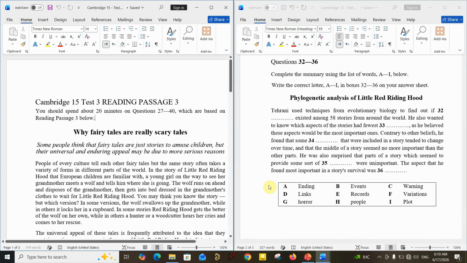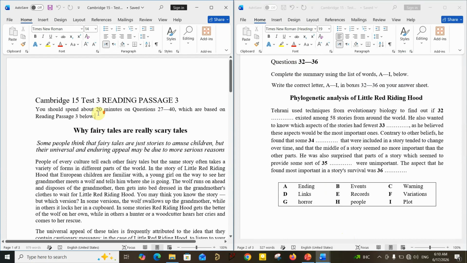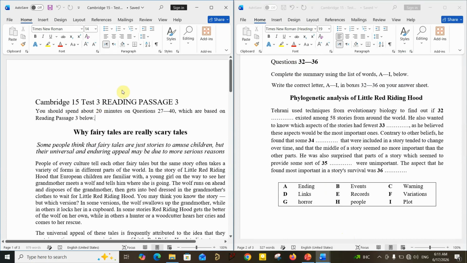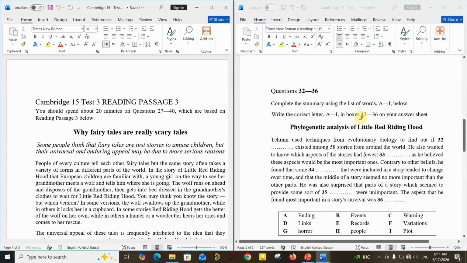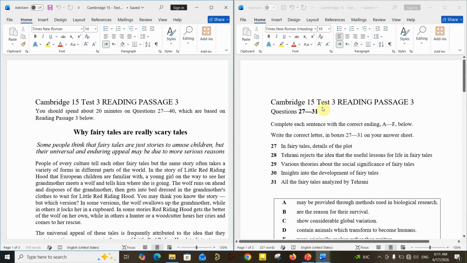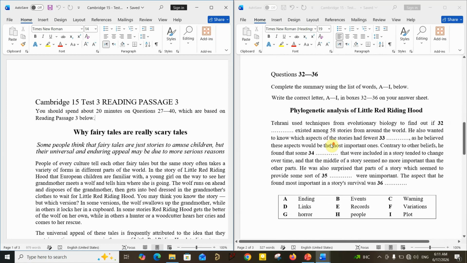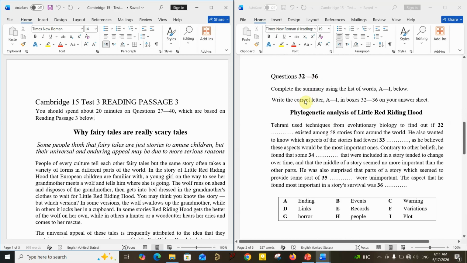As always, I'll split the page into two halves. On the left hand side you can see the passage, and on the right hand side you can see the questions relating this passage. On the previous video I covered these questions, complete each sentence, and now in today's video I'm covering this question 32 to 36, summary completion. But you have to choose the words from this box.